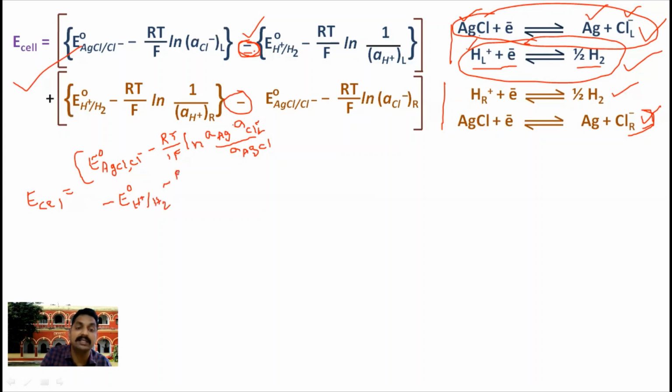minus RT by how many moles? 1 mole. 1F into ln, यहाँ पर प्रोडक्ट्स क्या है? हाफ H2. इसका मतलब एक्टिविटी ऑफ H2 गैस पावर 1/2 डिवाइडेड बाय रिएक्टेंस क्या है? H plus ion on left hand side. Activity of H plus ion on left hand side. ऐसे हम ओवरऑल लेफ्ट हैंड साइड सेल को लिख सकता है.